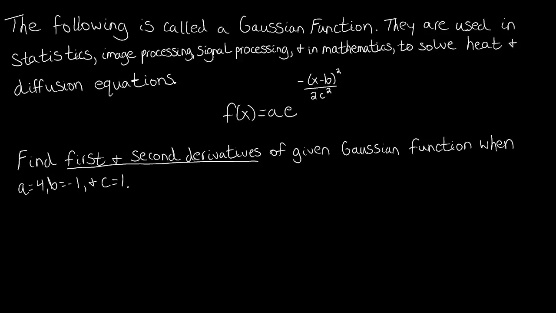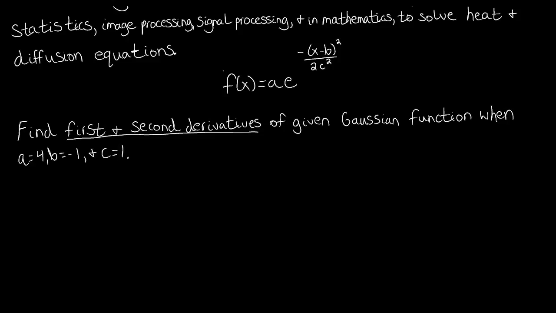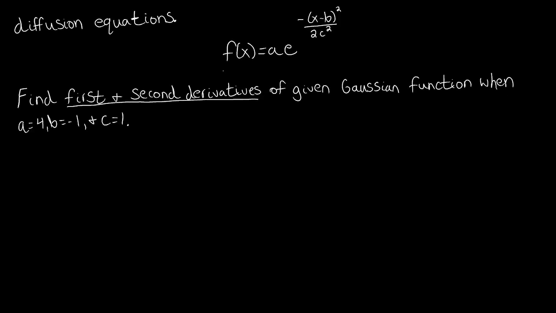In this video, we're going to look at another example of using the chain rule to differentiate a given function. In this case, we're given a special kind of function called a Gaussian function, which has many different uses, as we saw in the context of our problem. But what we're concerned with is not necessarily the uses of it, but how we can use the chain rule to differentiate something like this.